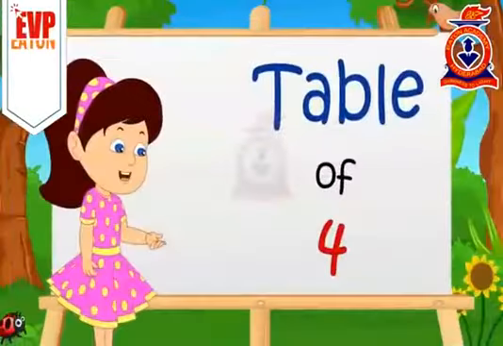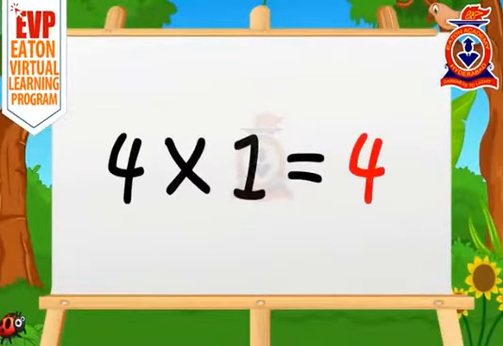Table of 4. 4 ones are 4. 4 twos are 8. 4 threes are 12. 4 fours are 16. 4 fives are 20.